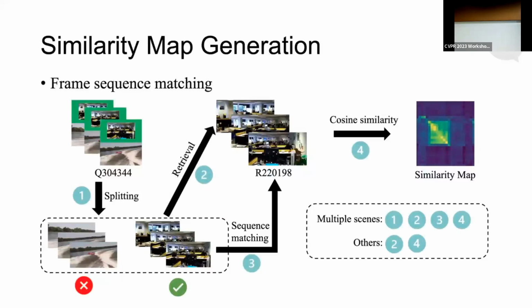Secondly, we use this long sequence to retrieve the most similar reference videos. Then, we calculate the similarity between each sub-image sequence and the retrieved reference video. We retain the sub-image sequence with the highest similarity and then compute the similarity map with the reference video. For videos with multiple scenes within frames, the entire process, including all steps, is applied. For other videos, the process includes only steps 2 and 4.